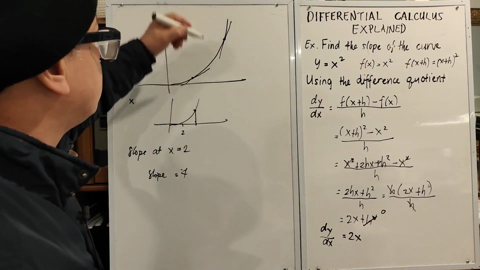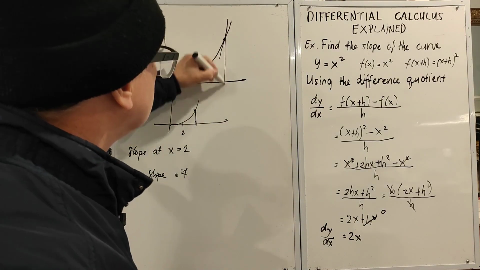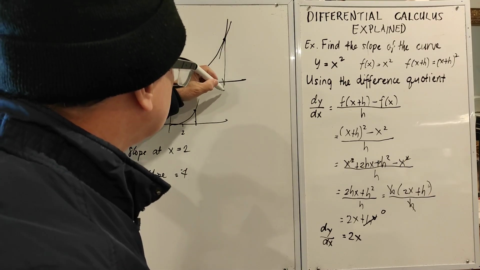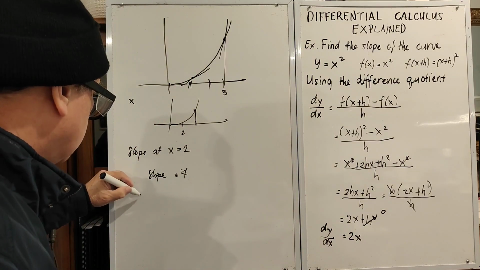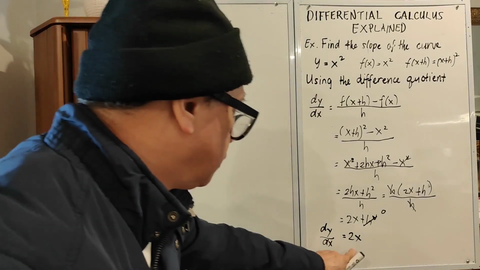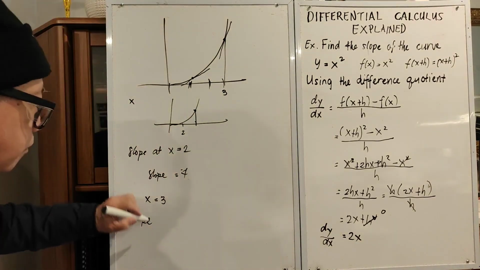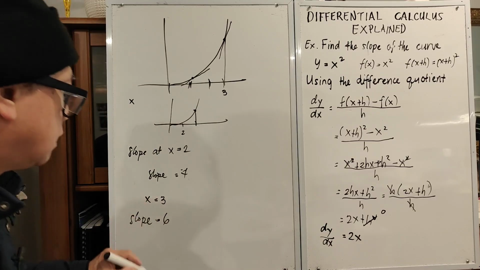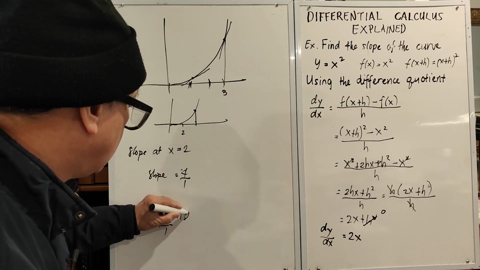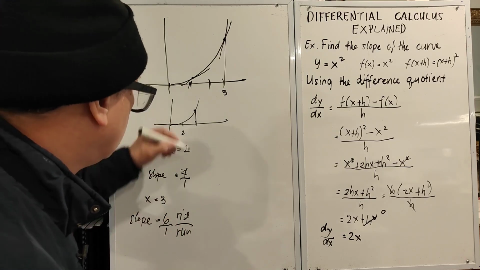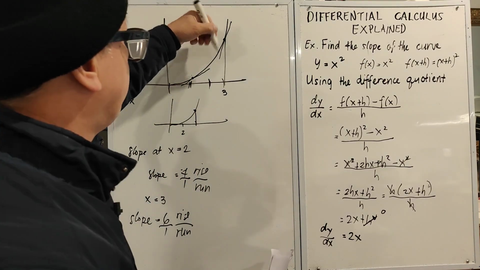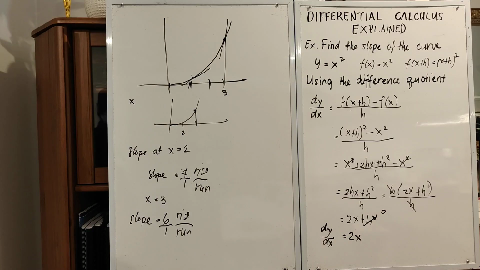Another example, for example, this x is like 3. So 1, 2, 3. At x is equal to 3, what's the slope? You put 3 in here, 2 times 3. The slope at x equal to 3 is 6, or 6 over 1. In here it is 4 over 1. This is the rise over the run. So you have different slopes on different points of the curve.